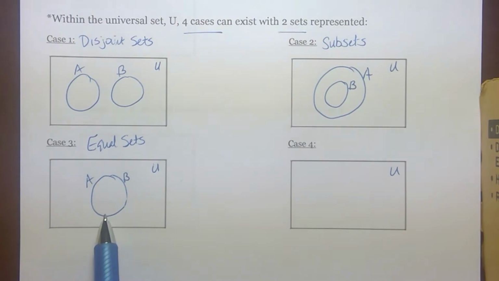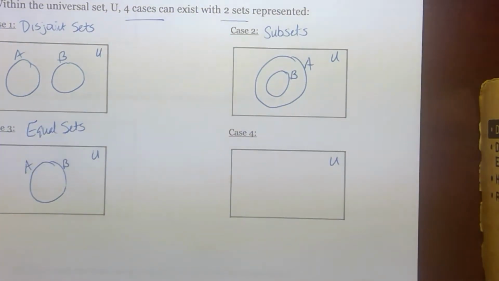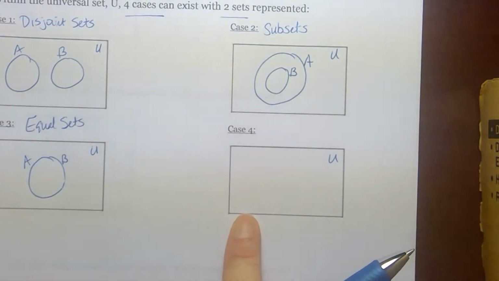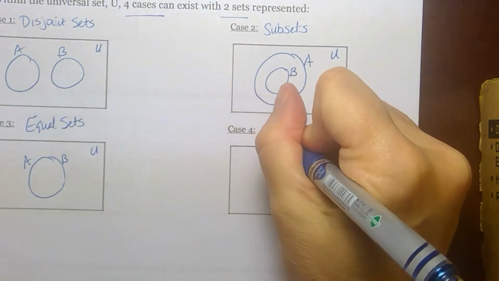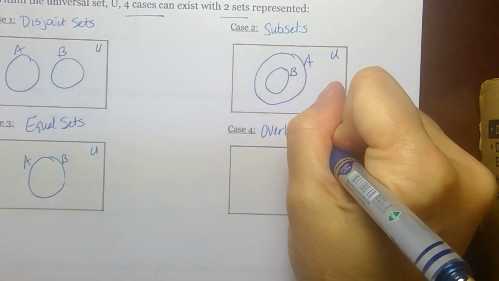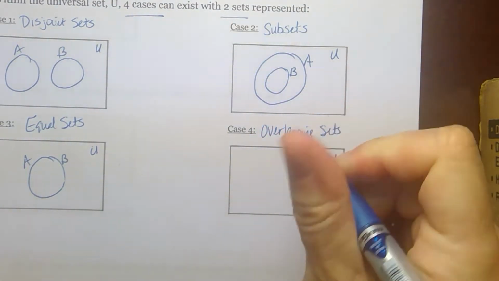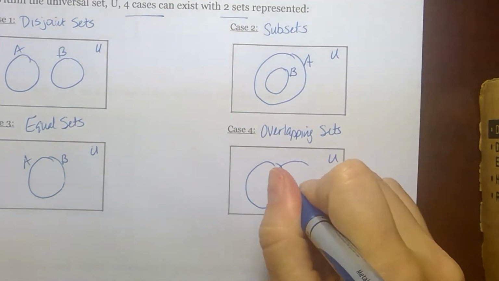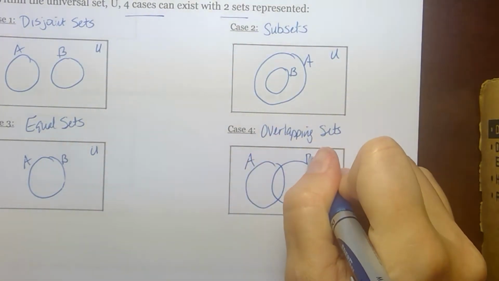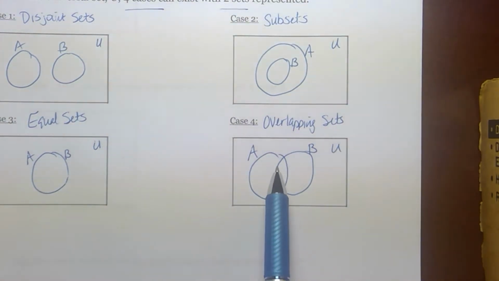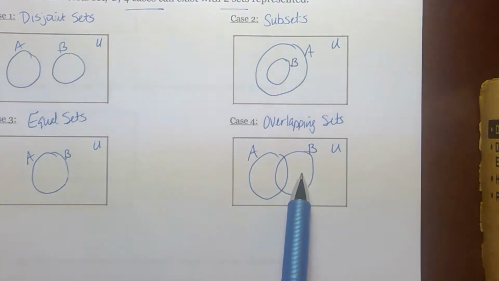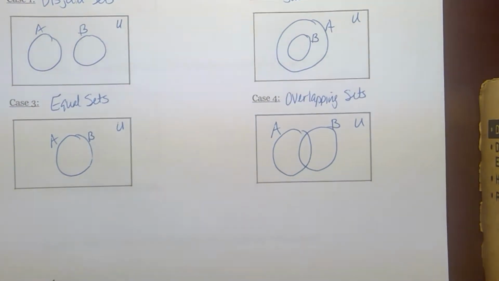And we don't draw this Venn diagram very often. Case 4 is one we're going to see a lot, where we have overlapping sets so that there is an intersection between the 2 sets. So when we have overlapping sets A and B, they share some elements, but at least one of them has elements that are not in the other.